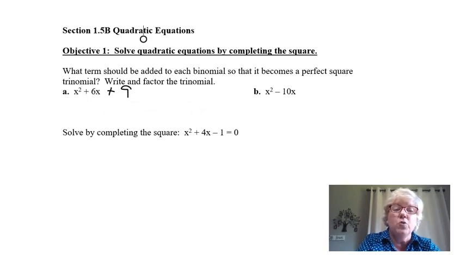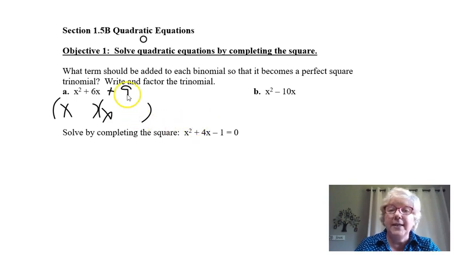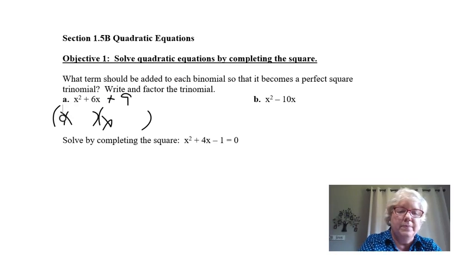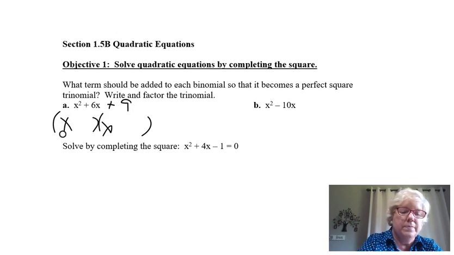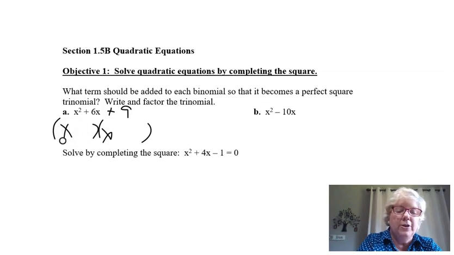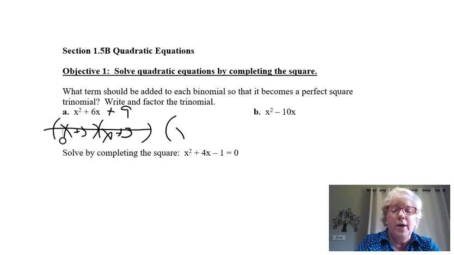Now, once I add that in, let me go back and look at what I have. I have a perfect square trinomial. I can factor this perfect square trinomial. It is x times x, which gives me x squared. And what number would multiply to give me 9 and add to give me 6? That's right, it's +3. So I'll just put in here my +3 and my +3.